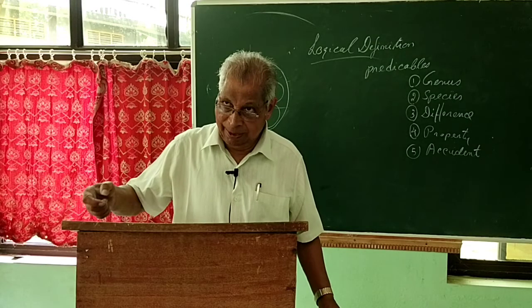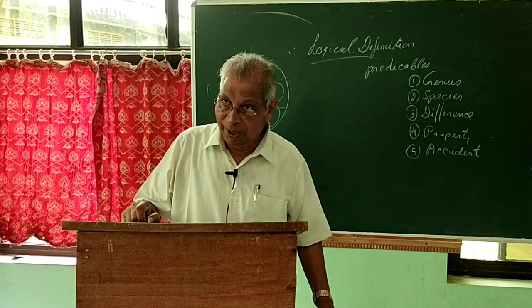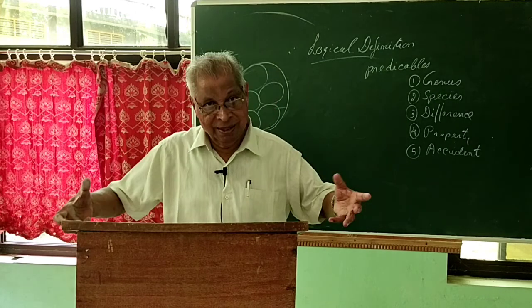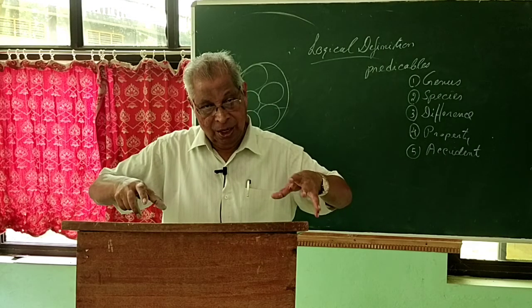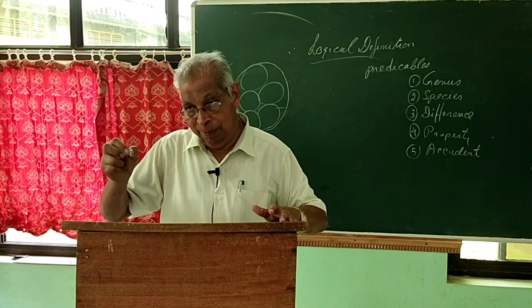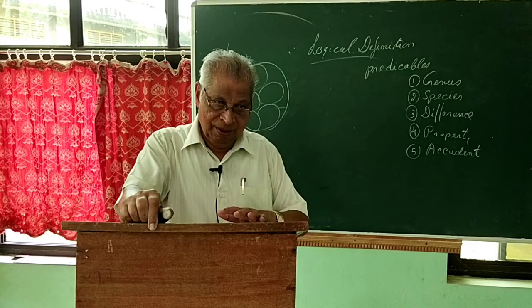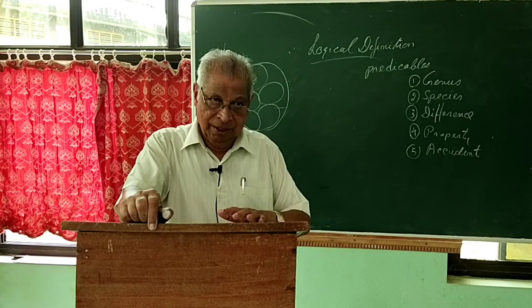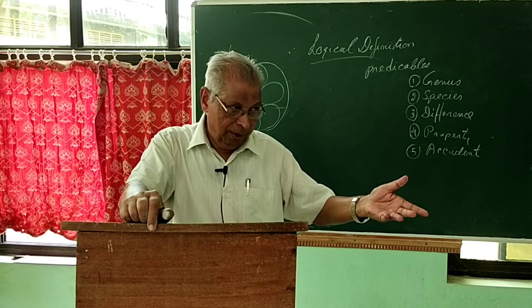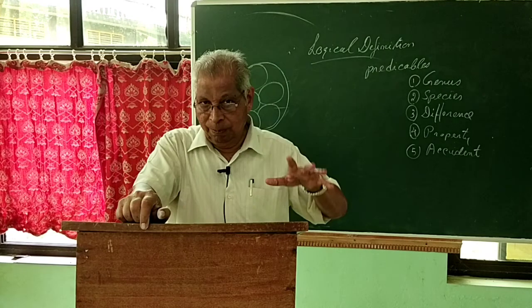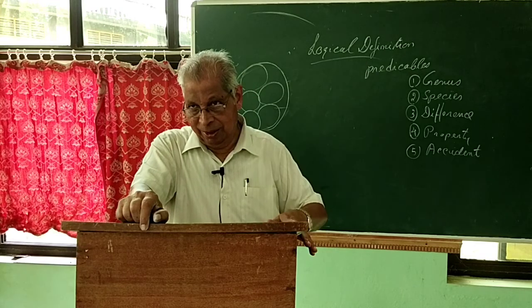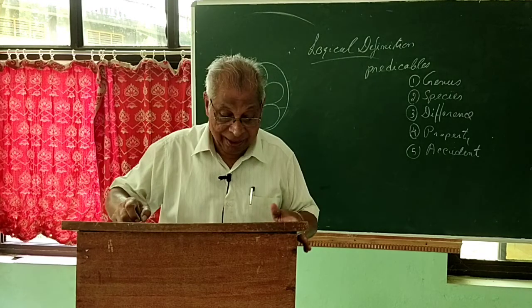For example, animal. We are just giving the classical example. Animal is a big class which contains subclasses. And one of the subclasses is human being. Human being is one type of animal. The fishes are another type of animal, or the birds are another type of animal. The bees are another type of animal.